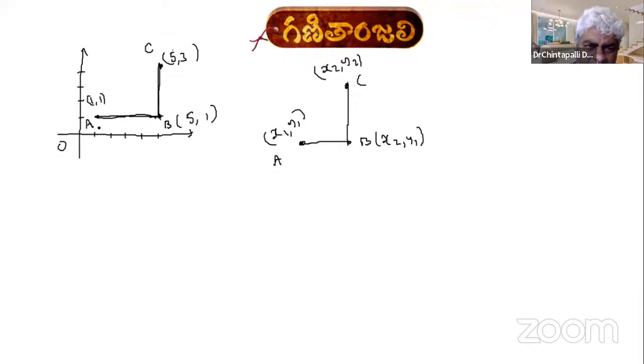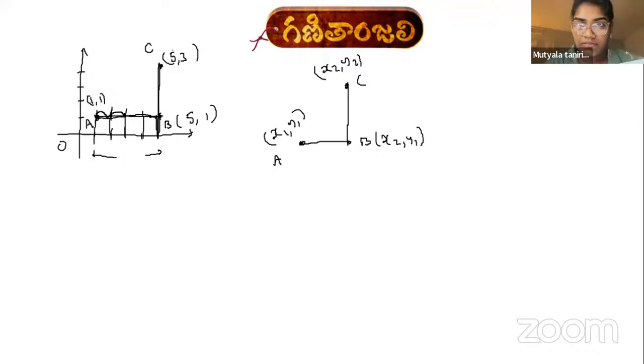Now, coming to the point. What is the distance between the points A and B? Can you tell the distance between A and B? 1, 2, 3, 4. B is at a distance of how many units? The distance of B from A. 1 step, 2 steps, 3 steps, 4 steps. The point B is at a distance of 4 units, not from origin, from A.